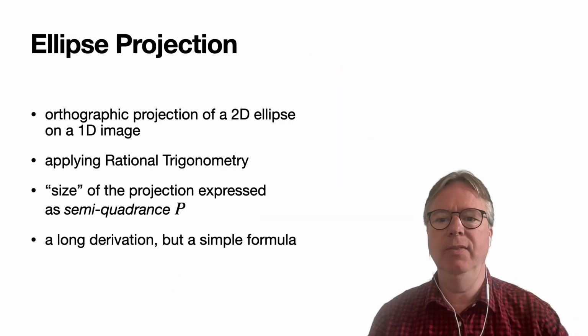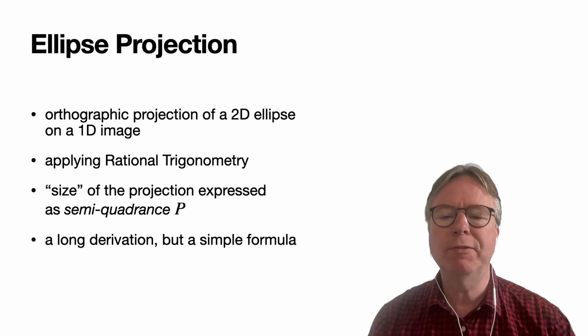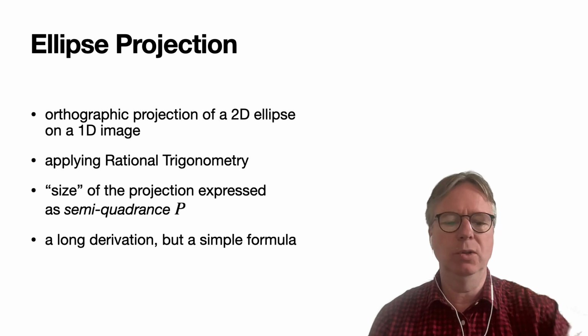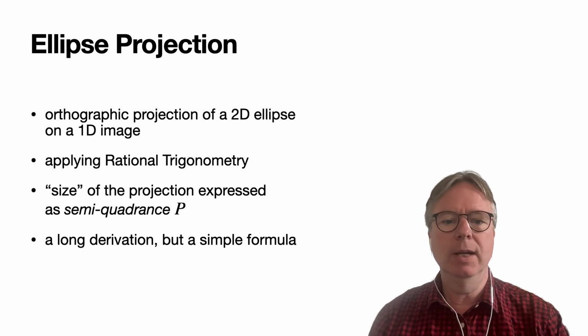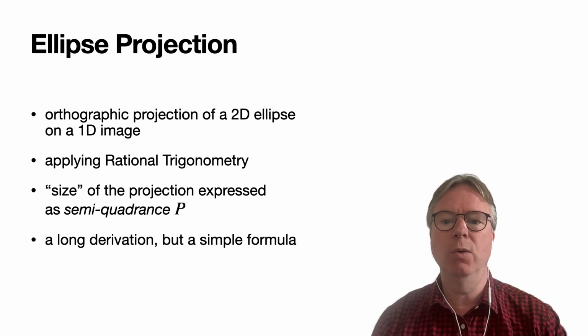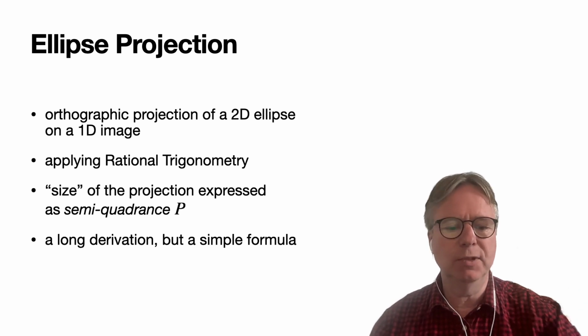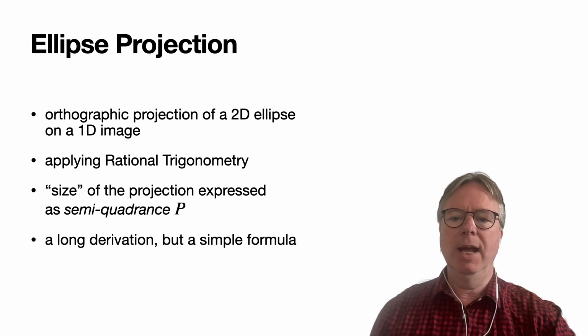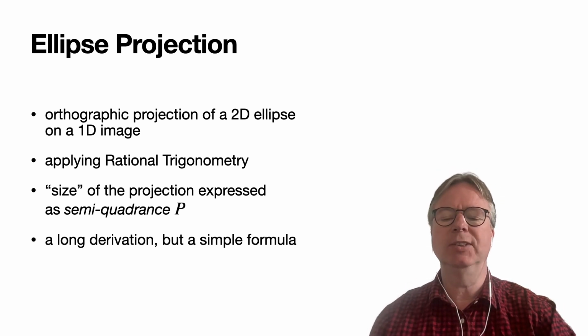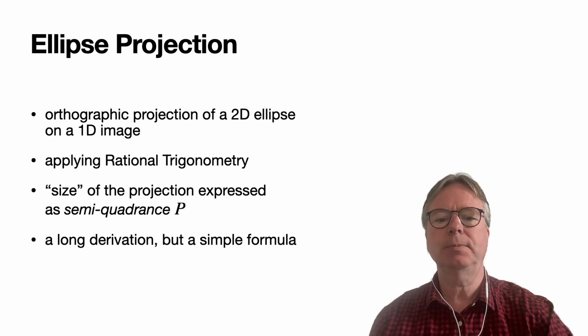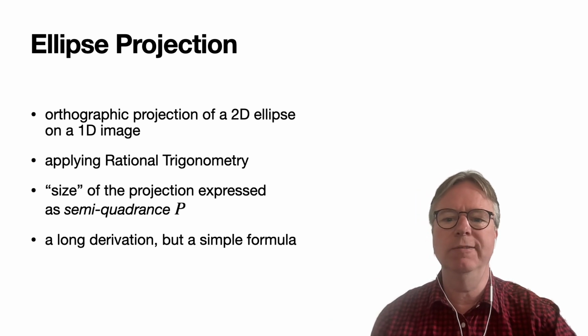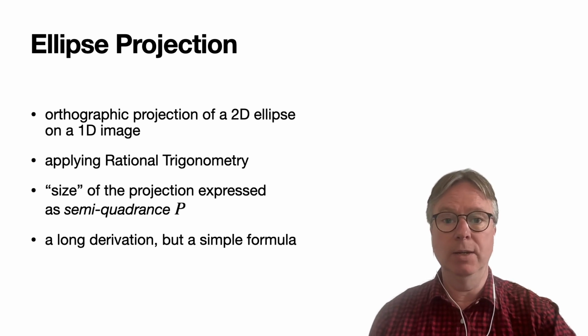So the projection of a 2D object, an ellipse, on a 1D line. And it's going to be an orthographic projection, so it's a very simple case. I will explain it later. And again, as in many lessons, we're going to apply rational trigonometry, and that will make life easier, as it turns out. What I'm interested in is the size of the projection of the ellipse, and you will see that it will be expressed as a semi-quadrance P. It turns out the proof is quite a long derivation, but in the end we get a really simple formula.